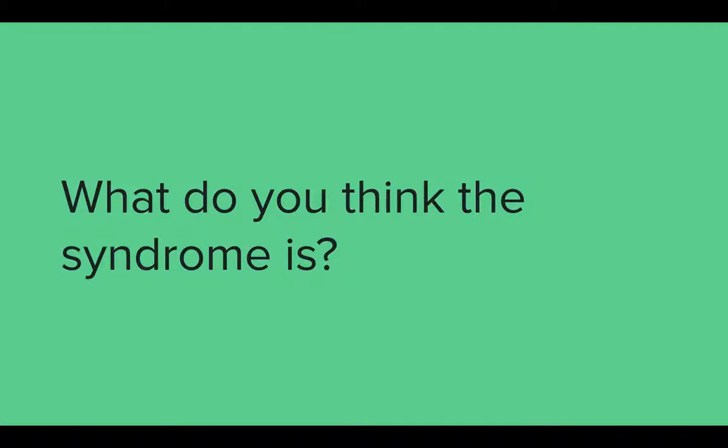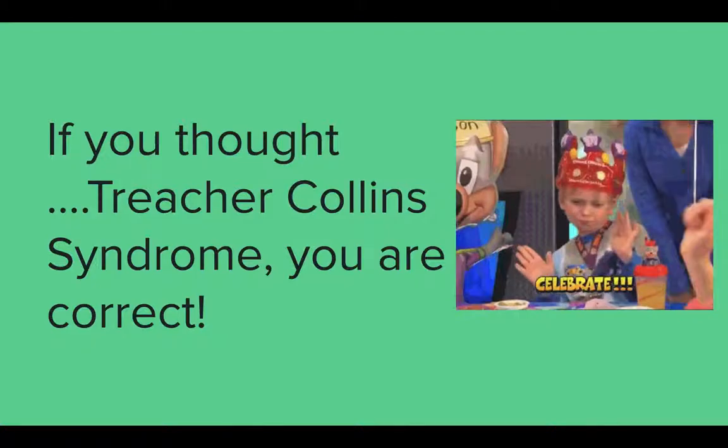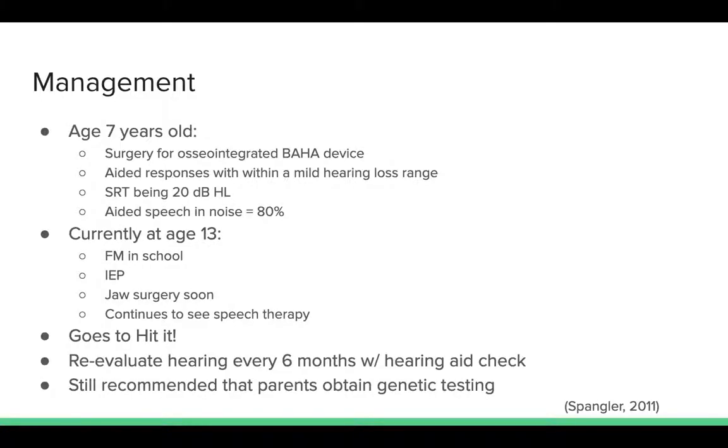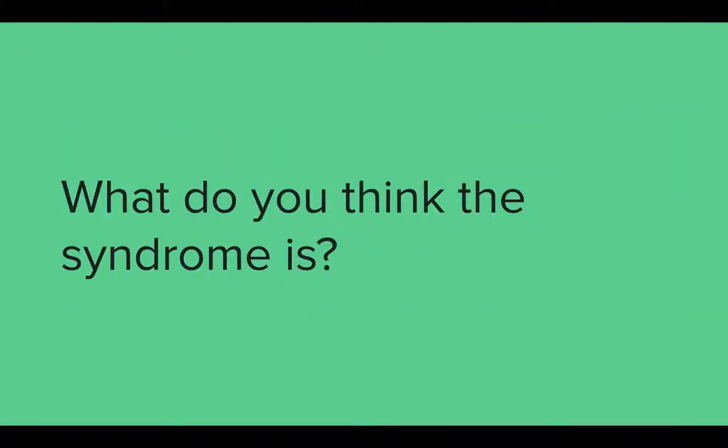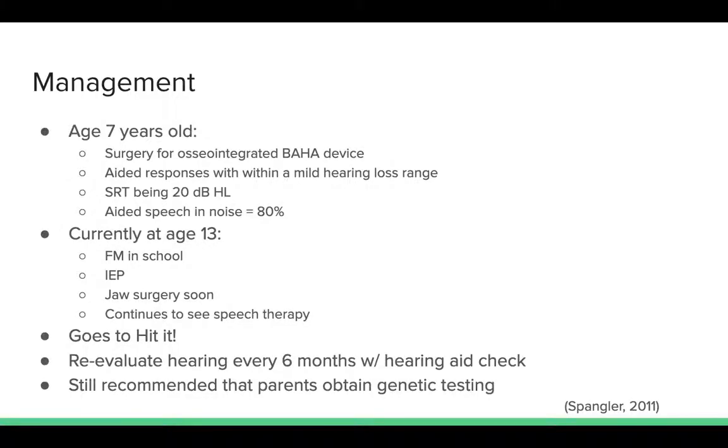So, what do we think the syndrome is? If you thought Treacher-Collins syndrome, you are correct. So, for management, at age 7, she had surgery to receive her osseo-integrated Baja device unilaterally. Aided responses, which were on the last audio, this one, showed that she's hearing within a mild hearing range, with an SRT of 20 dB HL.